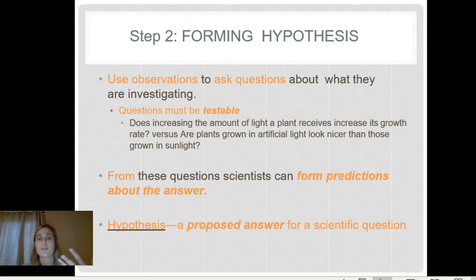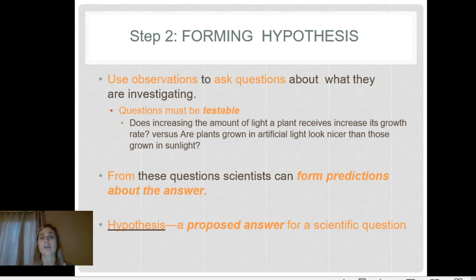So for example, you got a couple of questions here. Does increasing the amount of light a plant receives increase its growth rate? Versus, do plants grown in artificial light look nicer than those grown in sunlight? So we've got 2 different styles of questions. The first question, does increasing the amount of light a plant receives increase its growth rate? We're talking math, right? We're talking how much does it grow in a certain amount of time? Okay, so we're talking something measurable with like a ruler.